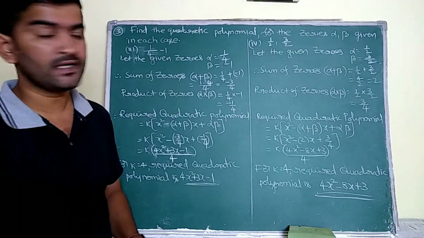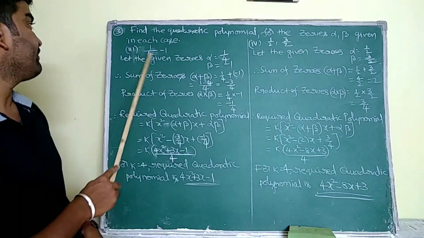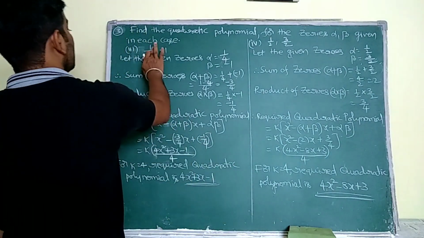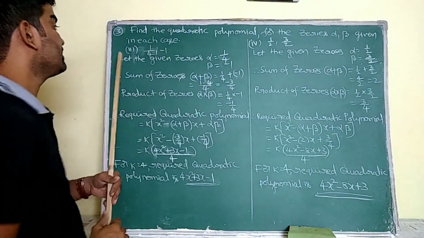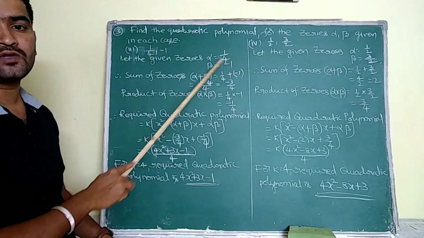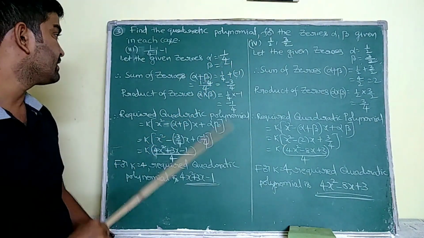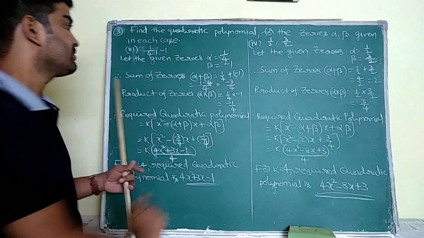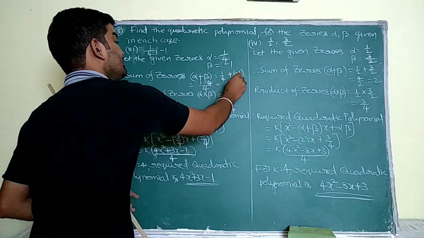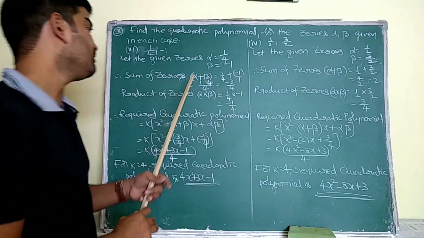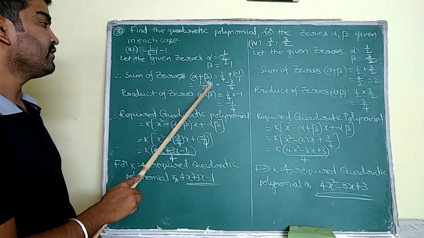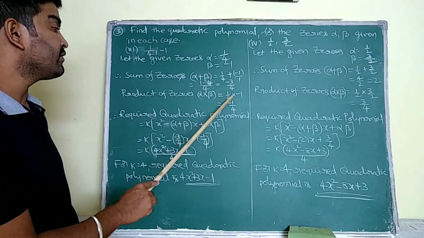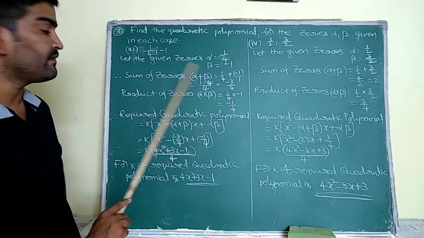Okay. See, here the third one: 1 by 4 comma minus 1, he gave the zeros. That means here alpha is equal to 1 by 4, beta is equal to minus 1. Therefore the sum of zeros is 1 by 4 plus minus 1. So here take the LCM. Here the LCM is 4. So 1 minus 4 by 4, that is minus 3 by 4. And the product of zeros is 1 by 4 into minus 1, that is minus 1 by 4.